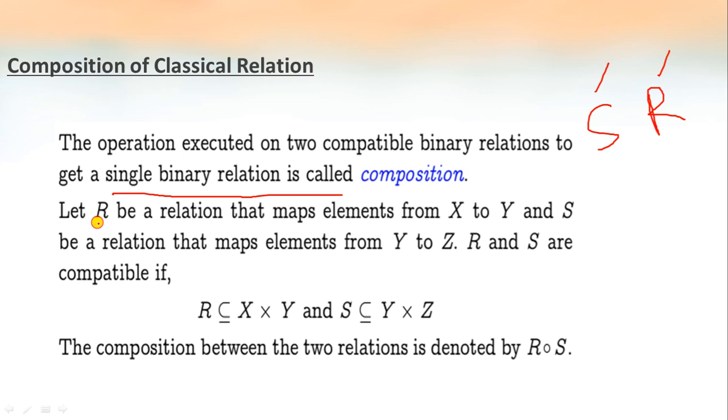Let us say we have the relation R and this maps elements from x to y. That means R is a relation taken from the sets x and y. Now we have another relation S which maps elements from y to z. That means the ordered pair elements in S are taken from y to z. So we can say that since R is taken from x and y, R will be a subset of x cross y and S will be a subset of y cross z, and the composition between the two relations is denoted by R composition S.